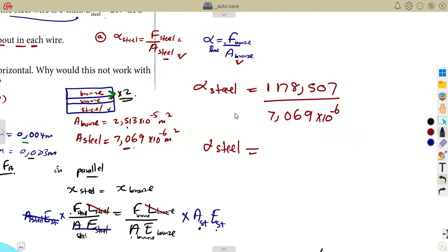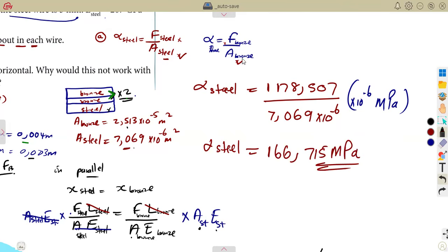Anyways, so to the megapascal, times 10 to the exponent of -6, your answer is now in megapascal. So that was going to give us 166.715 megapascal. We have a solution there. We move on to the one for the bronze.